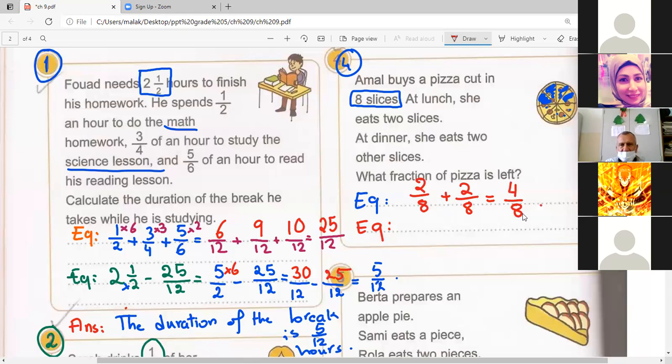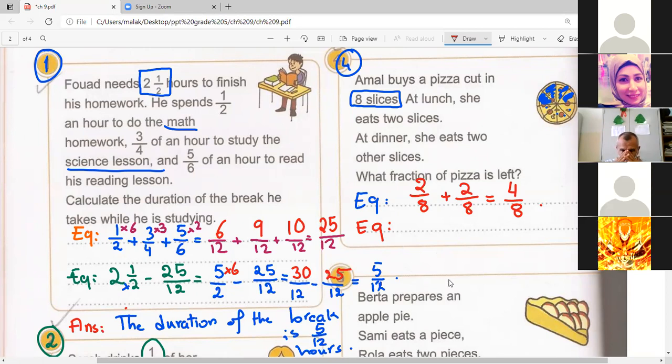Now, what fraction of pizza is left? So how many pieces are left? How will we write the equation? I know that four pieces are left according to the figure, but how will we write it as an equation? She ate four, so four are left. So what shall I do here?